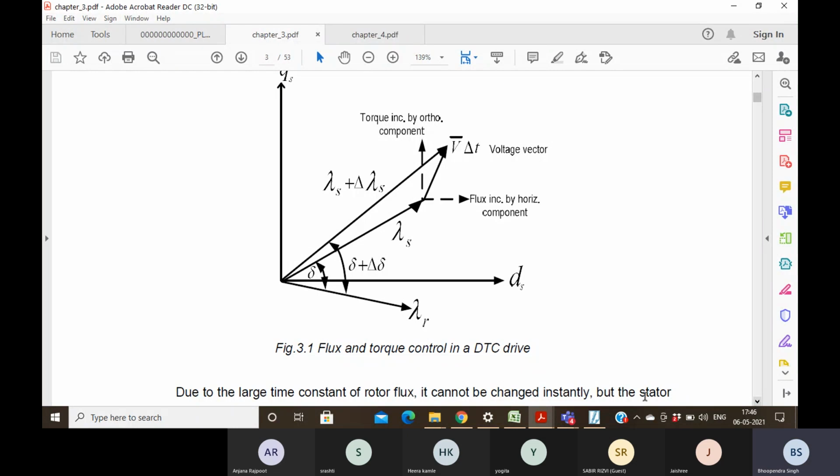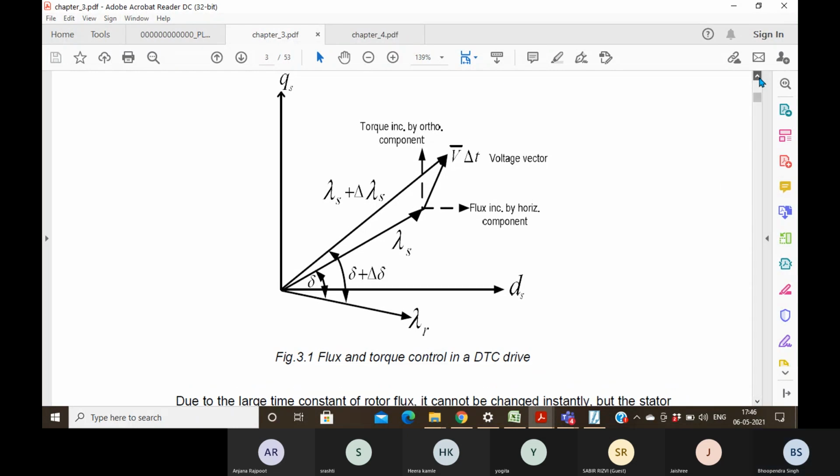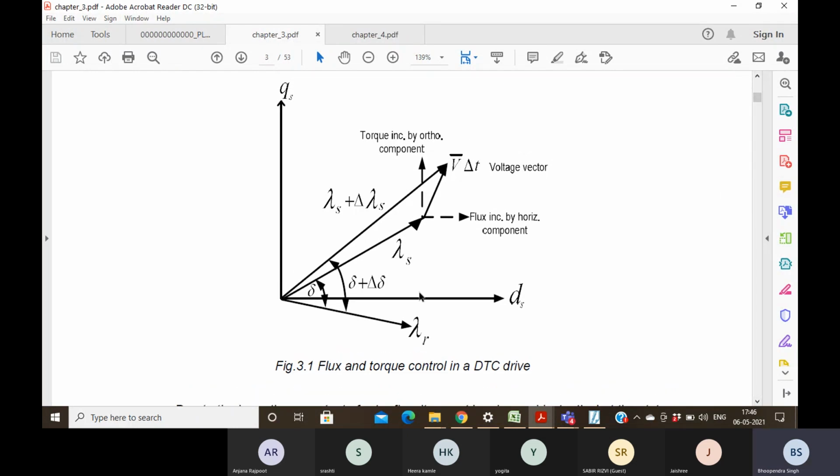Let us say this is the stationary DQ reference frame of the stator. अब हम इस चैप्टर को इसलिए पढ़ रहे हैं ताकि हम इस कोऑर्डिनेट ट्रांसफॉर्मेशन का फिजिकल इंटरप्रिटेशन निकाल सकें, and we are able to understand the practical use of this coordinate transformation, isn't it?